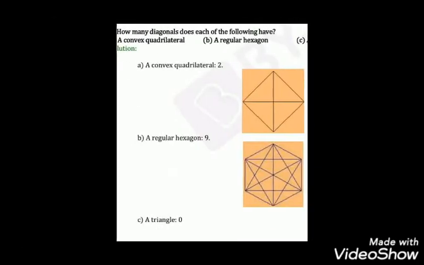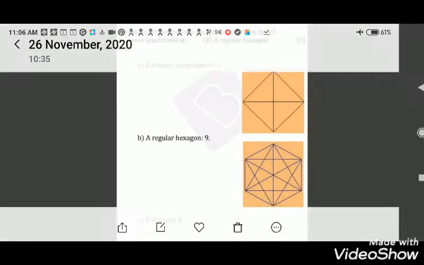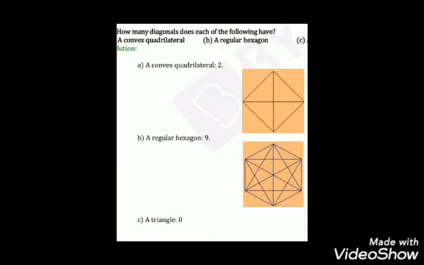Next, let us move on to second main there. How many diagonals does each of the following have? A convex quadrilateral. Quadrilateral, you can see there, first one on the right side of the screen. Quadrilateral is given. Convex quadrilateral, all the interior angles are less than 180 degree. So there you can observe children, how many diagonals we can draw? We can draw 2 diagonals.